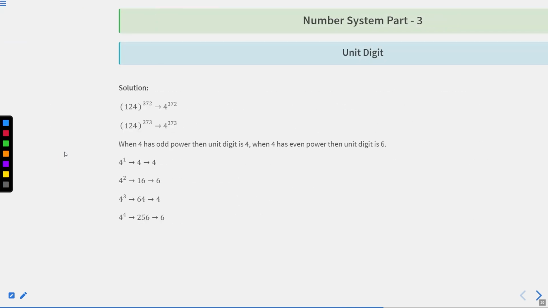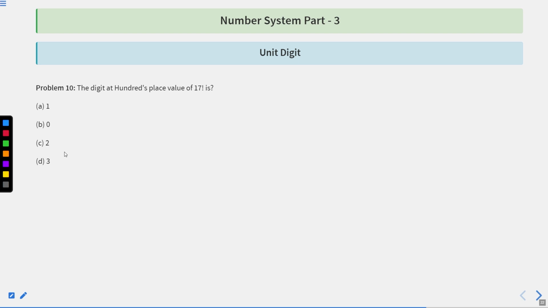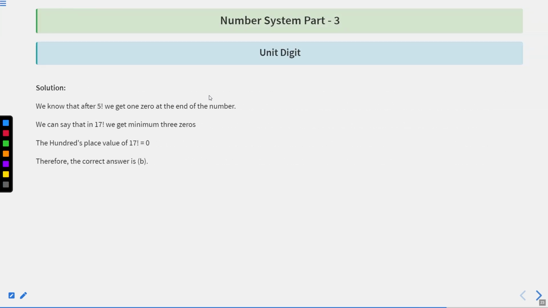Now let's move ahead and see problem number 10. The digit at hundreds place value of 17 factorial. Now they are not asking the unit digit, they are asking the hundreds place value. So we know that from 5 factorial onward, we get 0 at the end of the number. Correct?